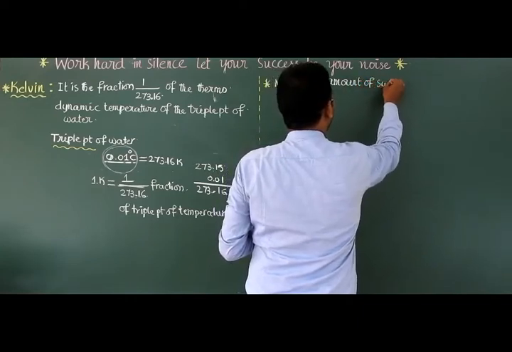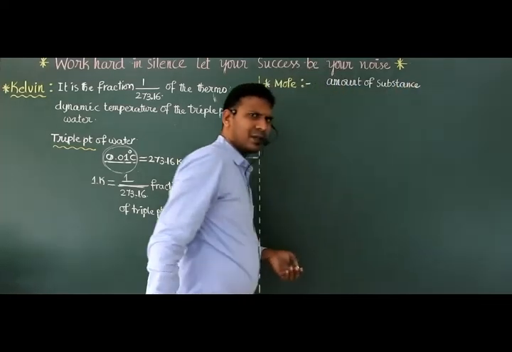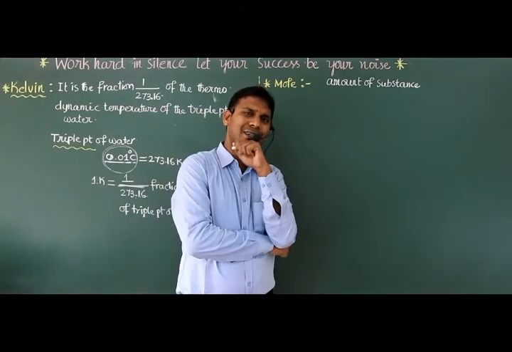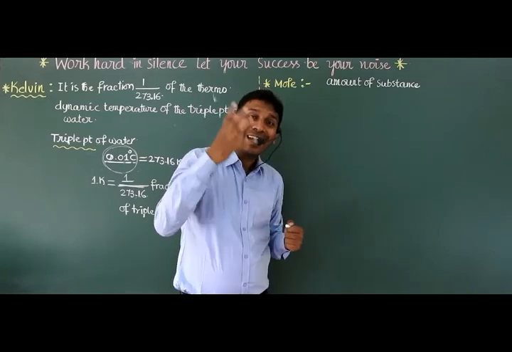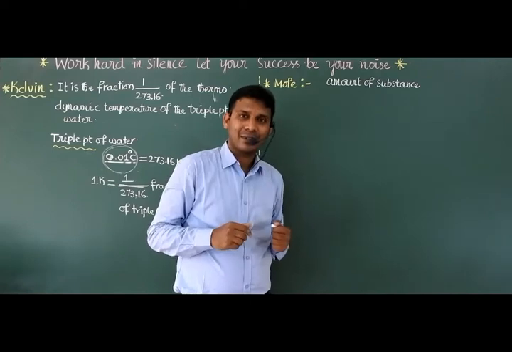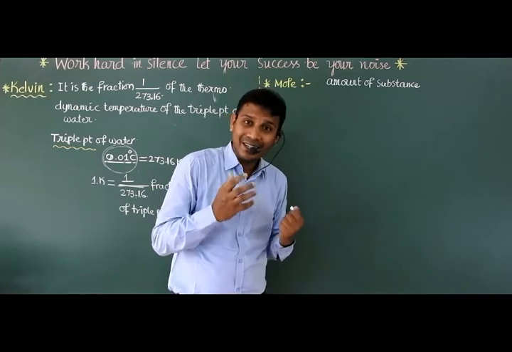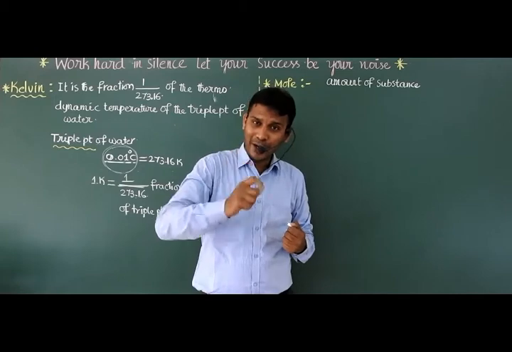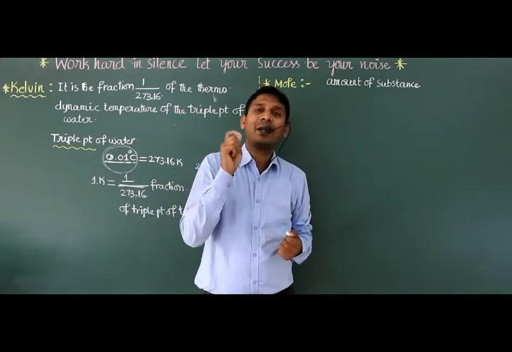It is a SI unit of amount of substance. Correct? This substance contains so many entities. Sir, entities means what, sir? Atoms, molecules, ions. Understood? Atoms, molecules, ions in 12 grams or 0.012 kg of carbon isotope.